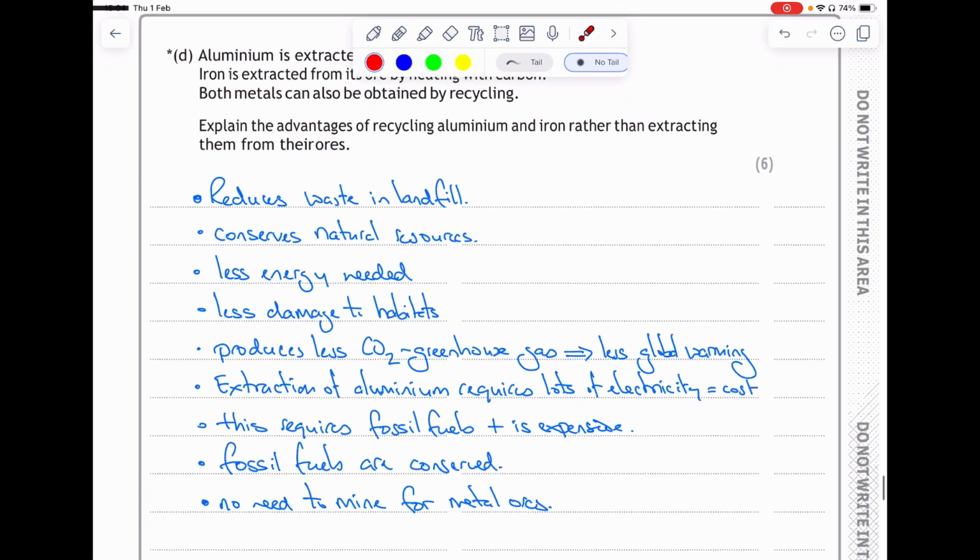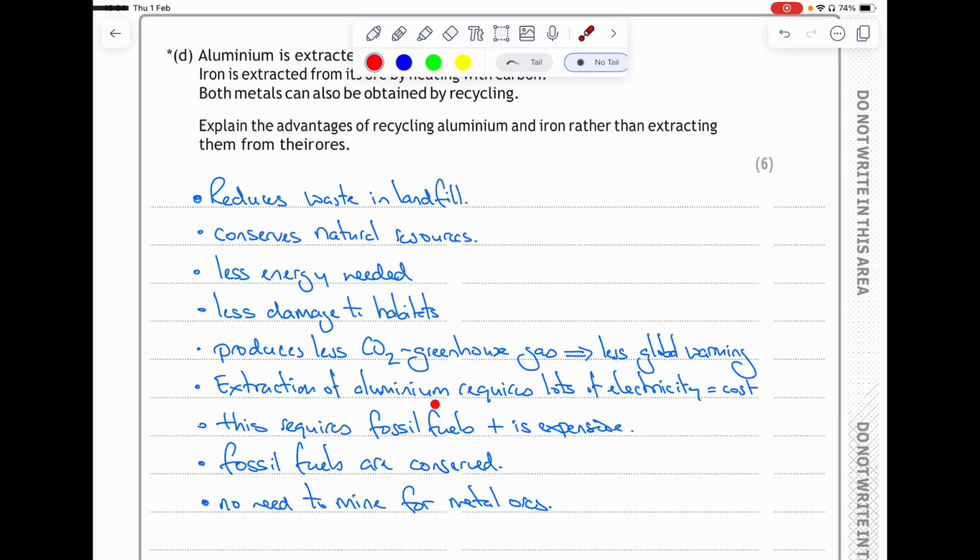Less damage to habitats. So habitats is linked to the fact that we mine these metals, and mining metals means we're digging up the ground and the earth and destroying habitats and damaging the environment, and it's visual pollution, so we don't need to mine anymore. Recycling means we get less carbon dioxide produced. Now, carbon dioxide is a greenhouse gas, and greenhouse gases cause global warming. So if we have less carbon dioxide, we'll get less global warming, which again is a benefit of recycling.